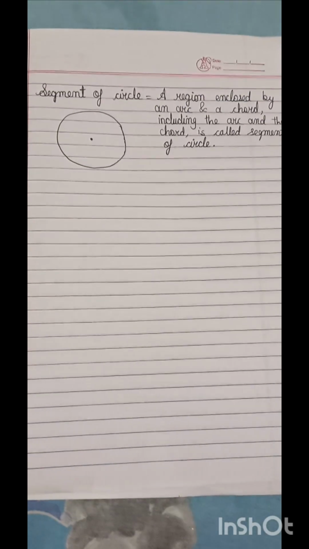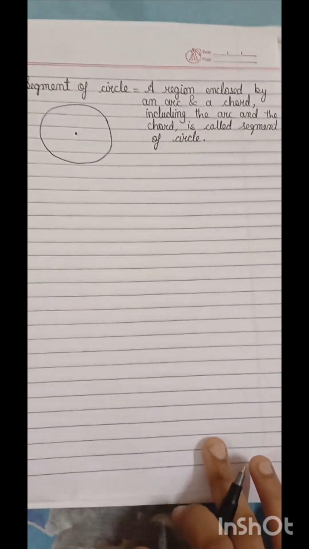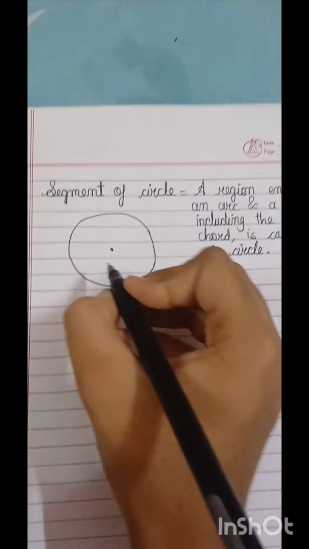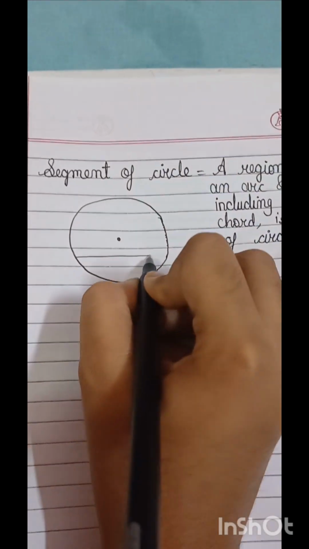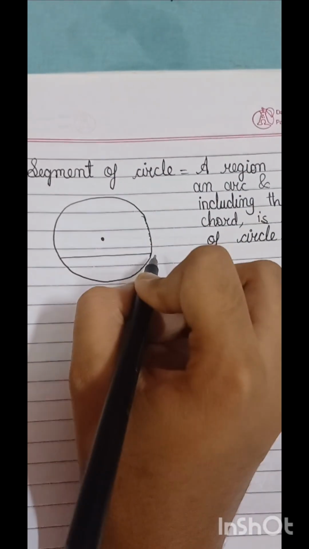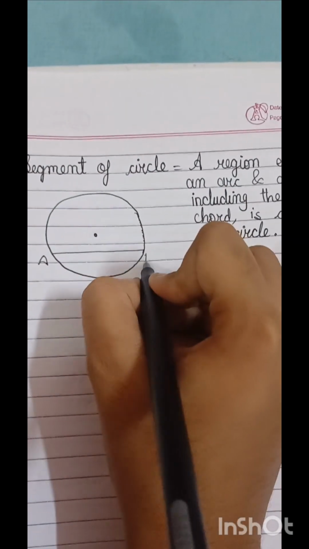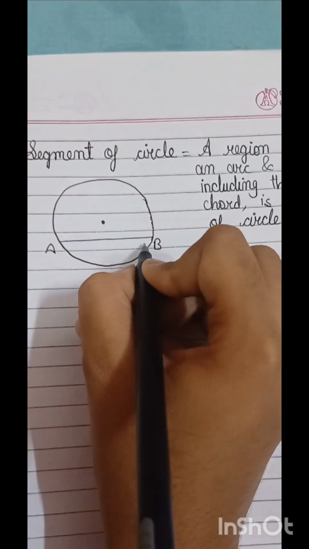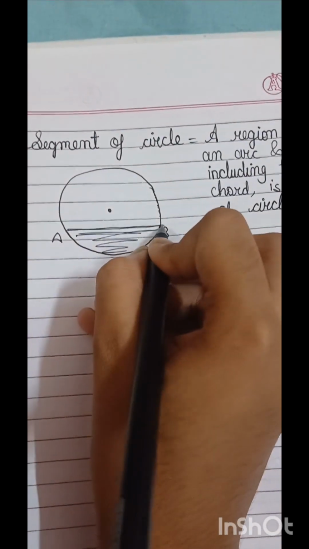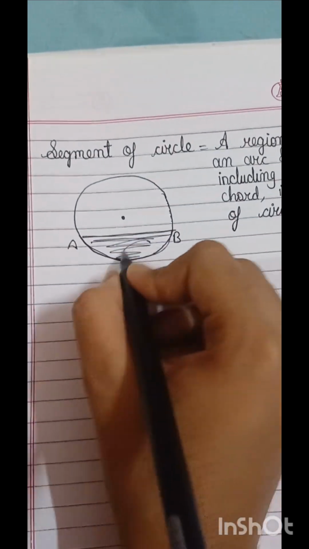Fine. Now we are going to talk about the segment of a circle. See, a segment of a circle is basically an area which is enclosed by an arc and a chord, including both the arc and the chord. Suppose this is a circle. So whenever we draw an arc, this is a chord. Okay, so let us take this chord AB and this arc AB. Fine. So this whole area which is enclosed by this chord and this arc is known as the segment of the circle.